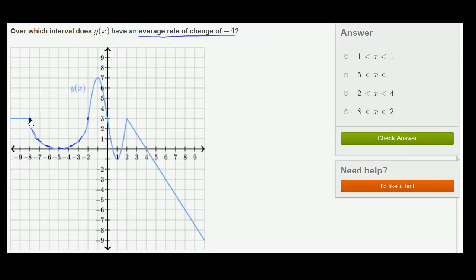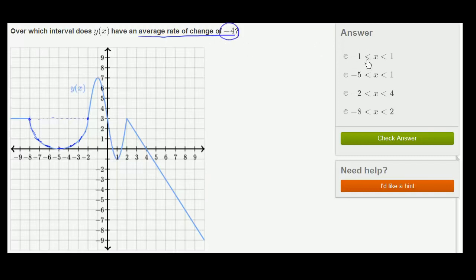And any interval over which the net change has been 0 also tells you that the average rate of change is going to be 0. So you could view that the average rate of change is really the slope of the line that connects the two endpoints of your interval. So another way of asking over which interval does y of x have an average rate of change of -4 is, can you come up with an interval where the slope between the endpoints of the interval is -4?